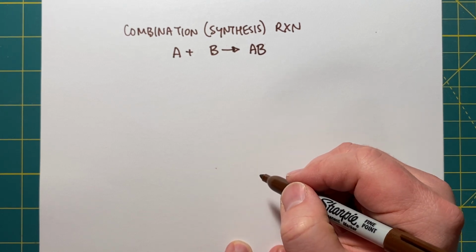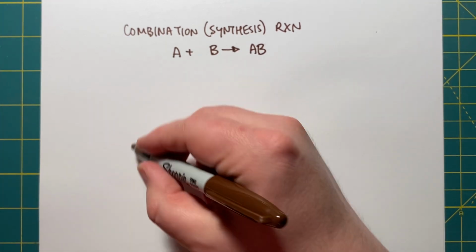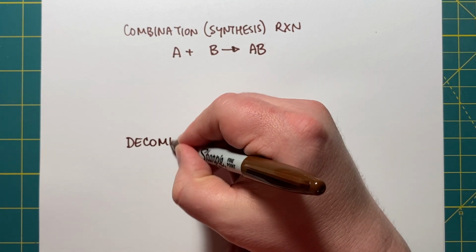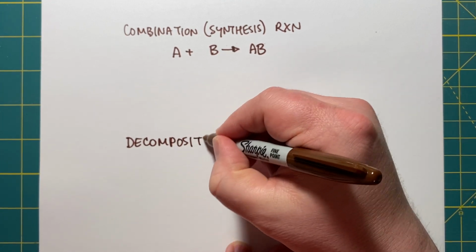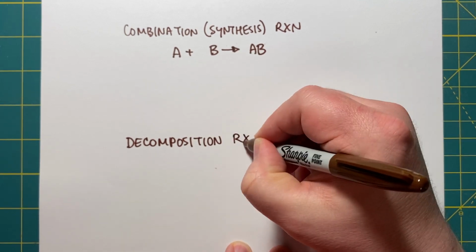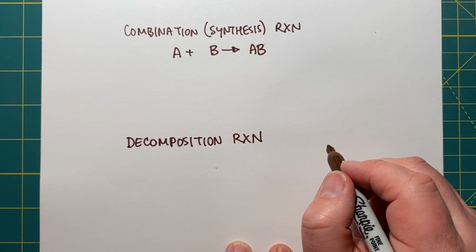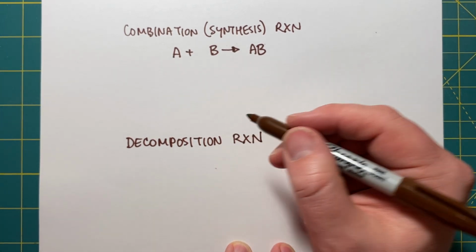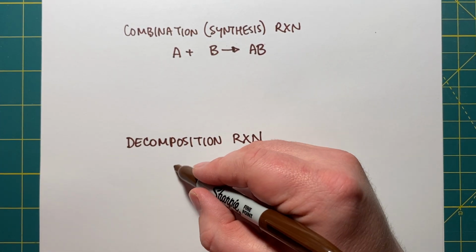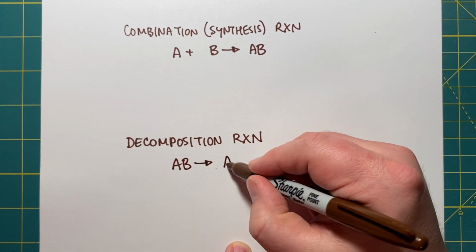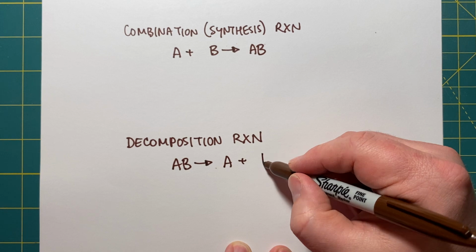The opposite of this, the opposing process, is the decomposition reaction. Just like the name suggests, the decomposition reaction involves something falling apart, decomposing. And as you'd think, we have something more complex, breaking apart into parts that are more simple.